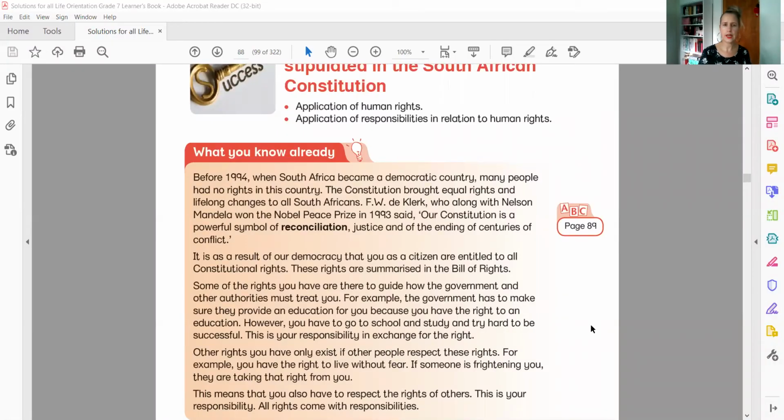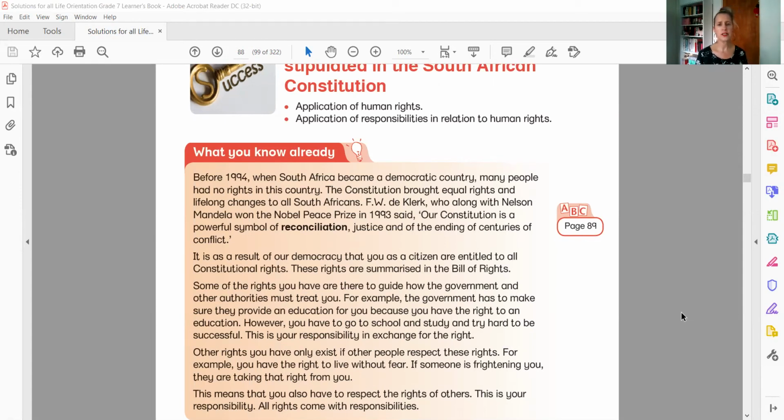So before 1994, when South Africa became a democracy, many people had no rights. And due to F.W. de Klerk and Nelson Mandela, who combined won the Nobel Peace Prize in 1993. This is a quote from F.W. de Klerk: Our Constitution is a powerful symbol of reconciliation, justice, and the ending of centuries of conflict.